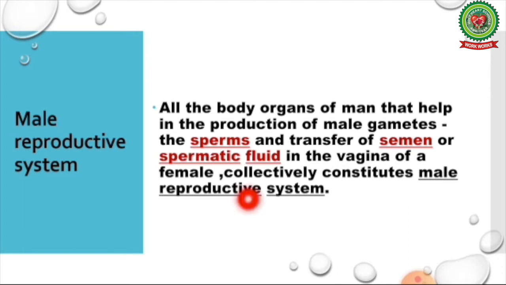Male reproductive system. All the body organs of man that help in the production of male gametes, the sperms, and transfer of semen or spermatic fluid in the vagina of female collectively constitutes male reproductive system.